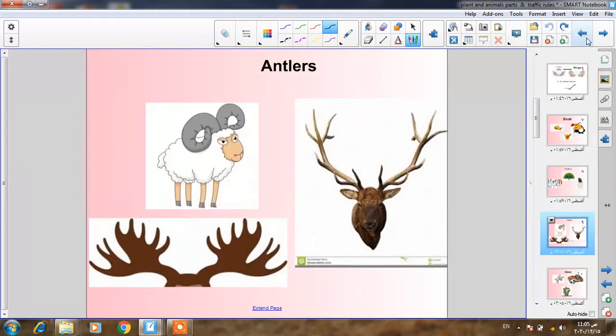Let's continue. Of course, do you know the sheep? Look at this. This is called antlers. Called what? Antlers. So this is called what? Antlers. And this is also antlers. Sheep has antlers.